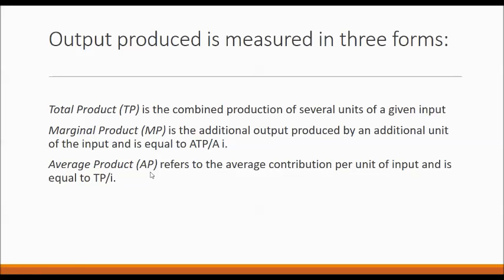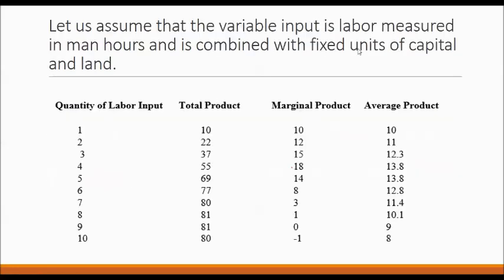While the average product, or AP, refers to the average contribution per unit of input and is equal to the total product divided by the input. So let's have here an example wherein the variable input is labor. Labor is an input which is measured in man-hours and is combined with the fixed units of capital and land.